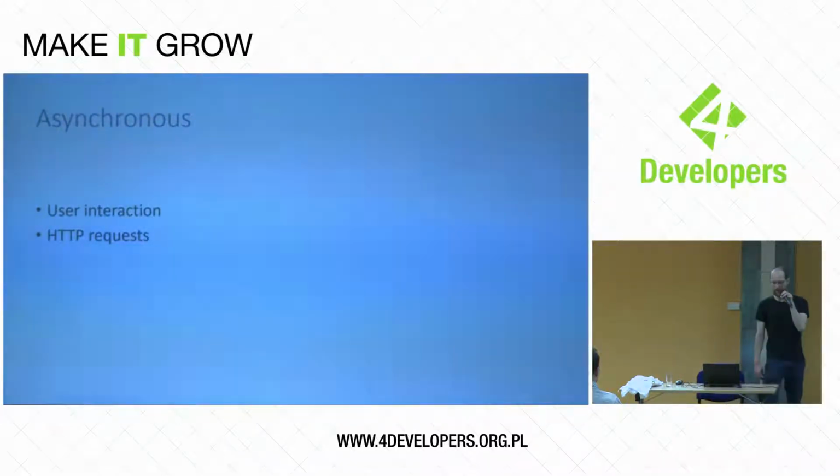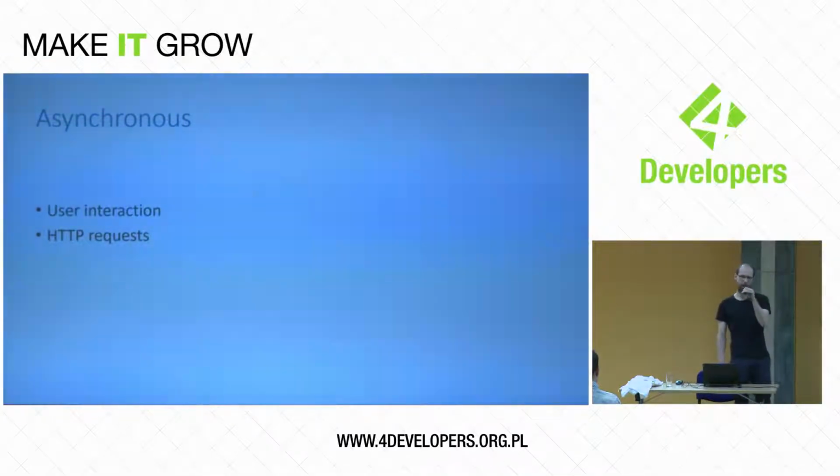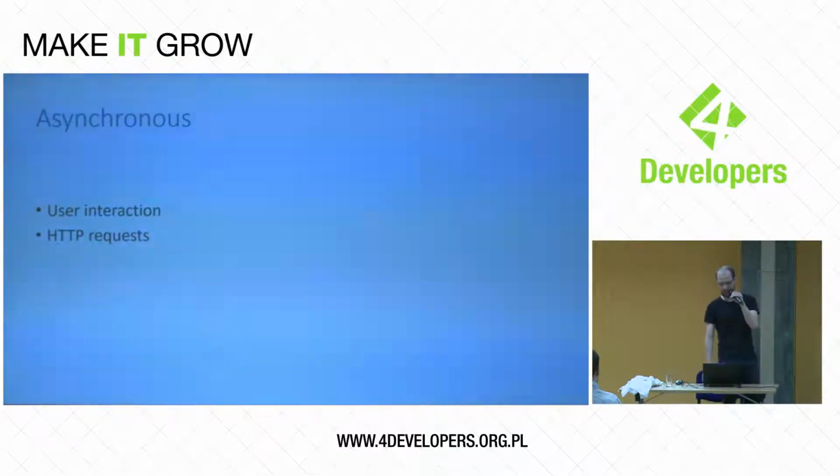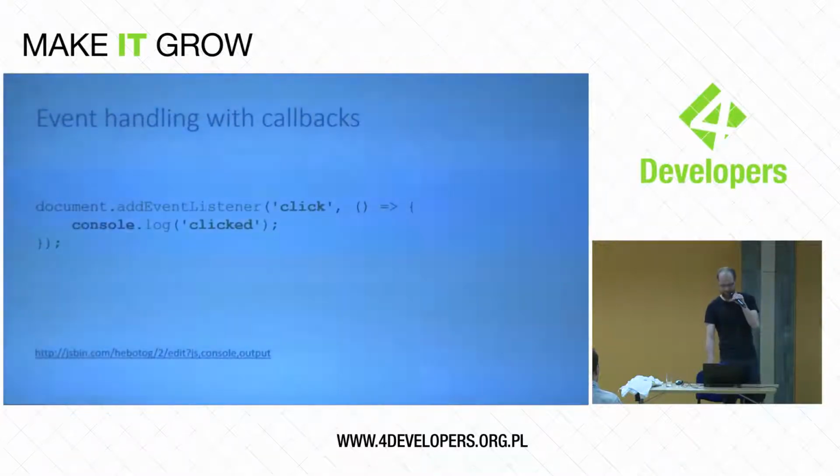Okay, so RxJS, yeah, blah, blah, blah. That's what Tomek said. We have two main things we need to handle asynchronously in JS or in frontend: user interaction and HTTP requests. However, for example, I didn't listen to the previous lecture because I was so stressed about this one, but I think it was about web workers, right? Yeah, web workers are also asynchronous, so you can handle that as well. So yeah, let's start with some code.